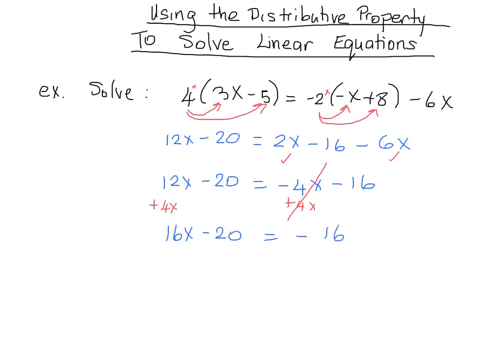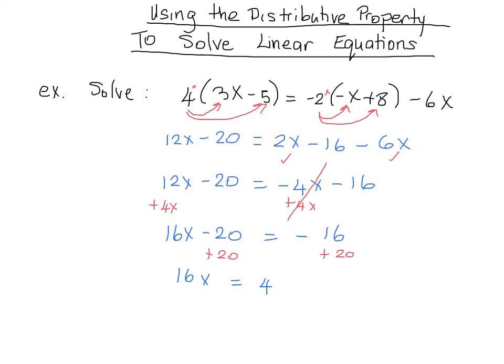We're almost there. Again, we want the x by itself. And this minus 20 is kind of cramping our style here. We don't want it near the x, so we have to get rid of it. So in order to do that, I have to add 20. And whatever I do to one side of the equation, of course, I have to do to the other side of the equation as well. And we get that 16x is equal to 4. And we are almost there.